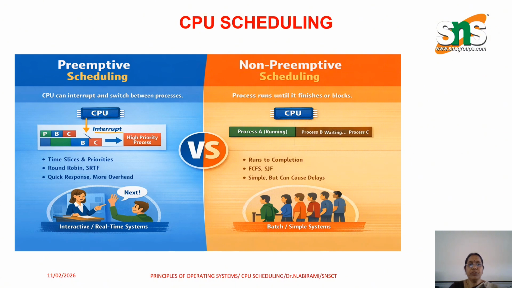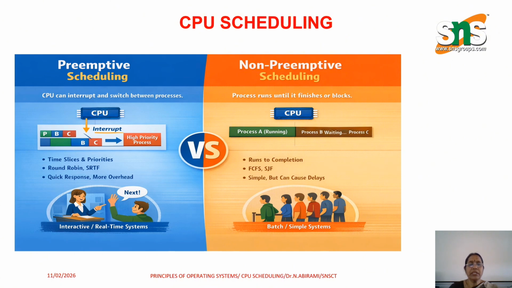This approach improves responsiveness and also ensures that the CPU is shared, making it suitable for interactive and real-time systems where a quick response is very important. However, it involves frequent context switching, which increases the overhead and also makes the system more complex to manage. Common examples are round robin, shortest remaining time first, and preemptive priority scheduling.